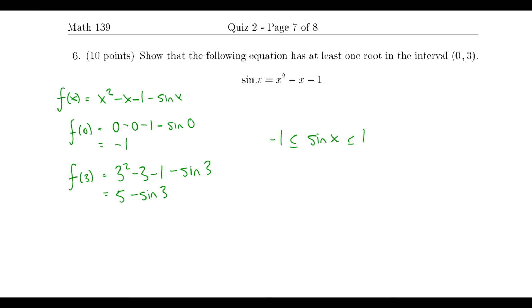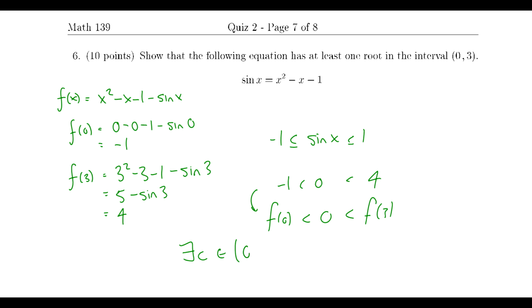So this means that the lowest value 5 minus sine 3 can have is going to be 4. And because f of 0 is less than 0, which is less than f of 3, in fact I should write this, negative 1 is less than 0, which is less than 4, which translates to this second line, we know there exists a number within 0 and 3 where f of c is equal to 0, which means that there is a root there.